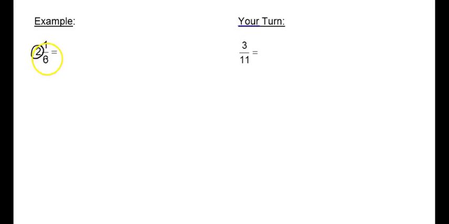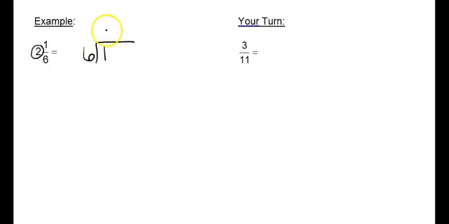I cannot think of a number to multiply 6 by to get a place value, 10, 100, 1000. So instead I'm going to use long division to change 1/6 to a decimal. And remember that fraction bar means to divide. So that means to do 1 divided by 6.